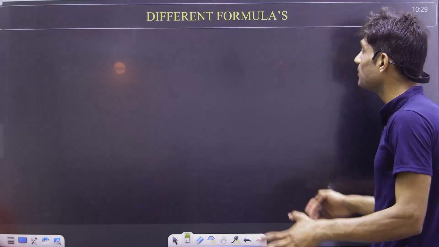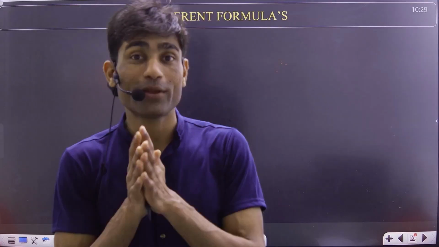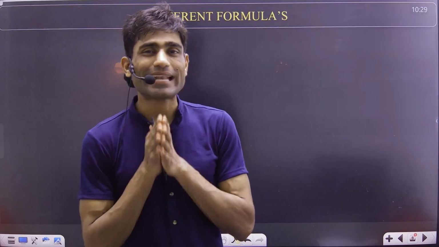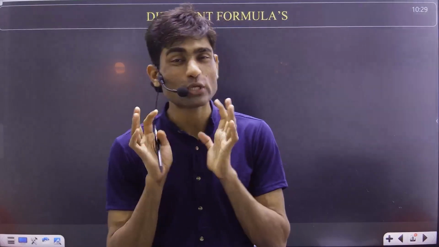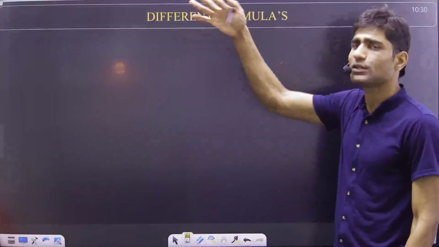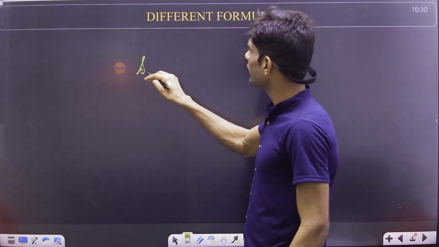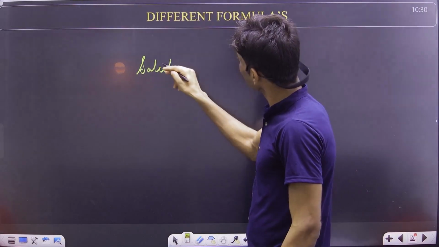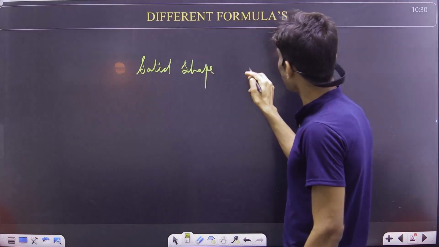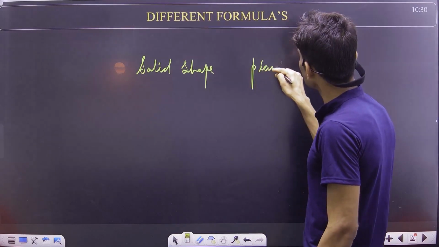Let's move on to some examples based on all these concepts. Now we have to practice some examples, because after understanding the concept, we have to go for examples. That will be more helpful for understanding the concept. So you have learned different formulas for solid shapes and plane shapes.